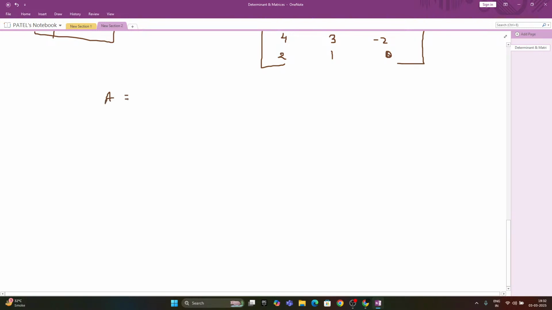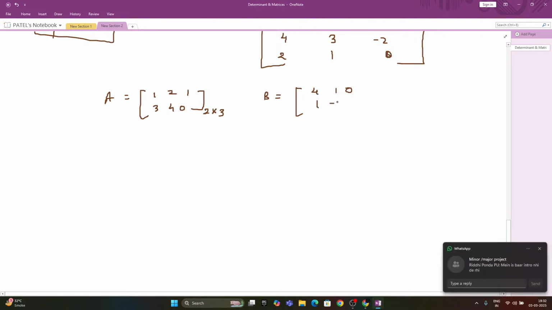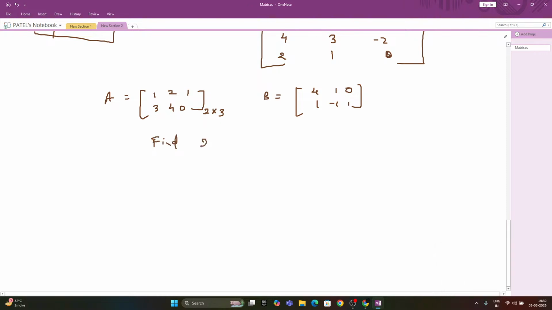Sometimes they give that A equals 1 2 1, 3 4 0, which is of order 2 by 3, B equals 4 1 0, 1 minus 1 1. Then find 2X plus A plus B equals 0.